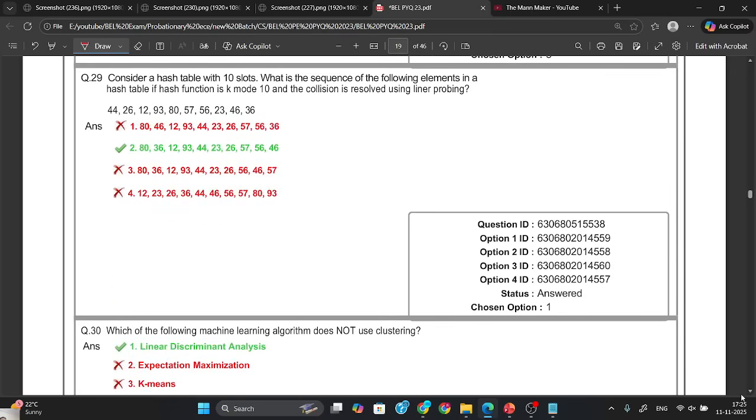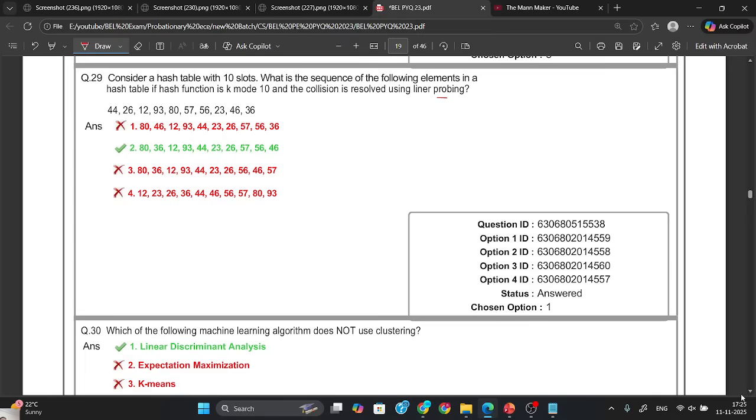Consider the hash table with 10 slots with the following sequence of elements inserted in the hash table. The hash function is k mod 10 and collisions are resolved using linear probing. Okay, so we need to find the result.